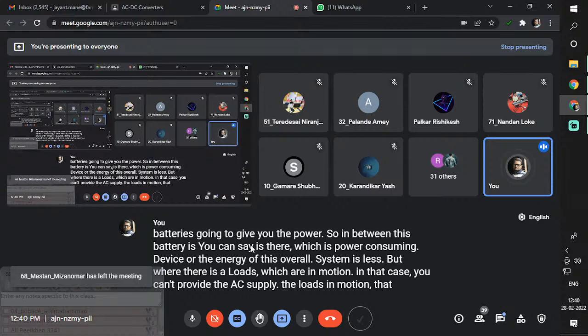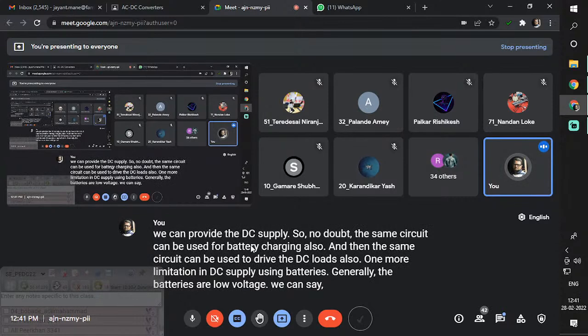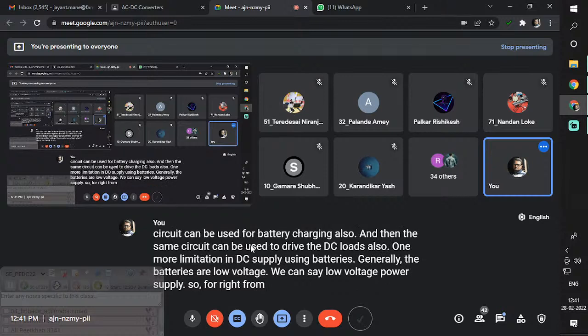One more limitation in DC supply using batteries: generally the batteries are low voltage power supply. Right from 1.2 volts up to at the max 110 volts the batteries are available. Mostly even the 110 is not available. Mostly up to 48 volts people are using batteries.